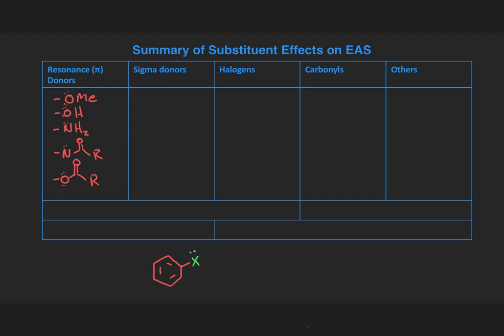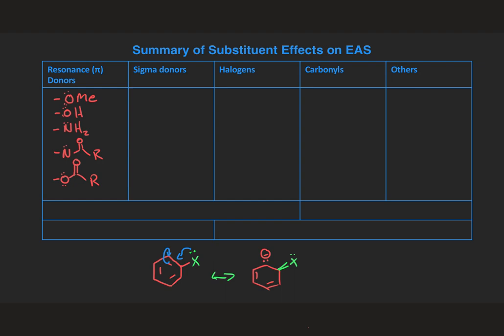resonance. So if we assume X has some lone pairs, it can donate electrons into this aromatic ring through resonance. And that will ultimately mean that the Wheland intermediate created in electrophilic aromatic substitution is stabilized through an extra resonance contributor.